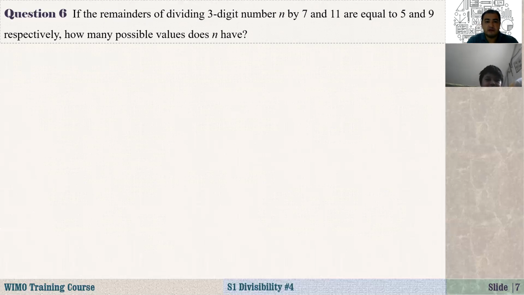Okay. If the remainders of dividing three-digit number n... So here we are talking about a three-digit number. That's our n, we just denote this by n. That is a three-digit number. The remainders of dividing three-digit number n by 7 and 11 are equal to 5 and 9 respectively. How many possible values does n have?